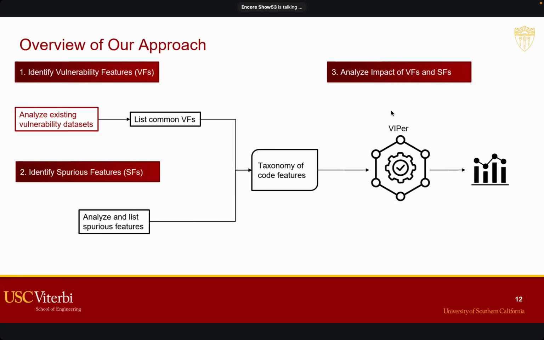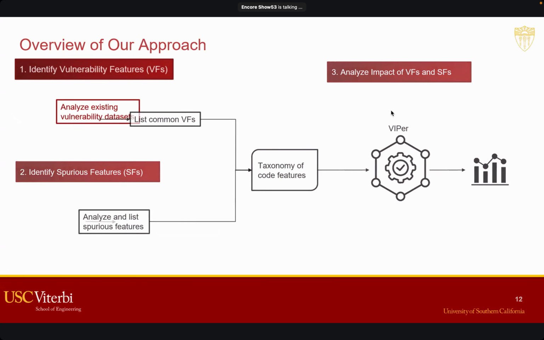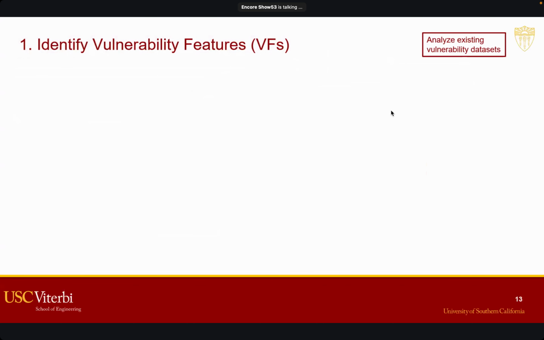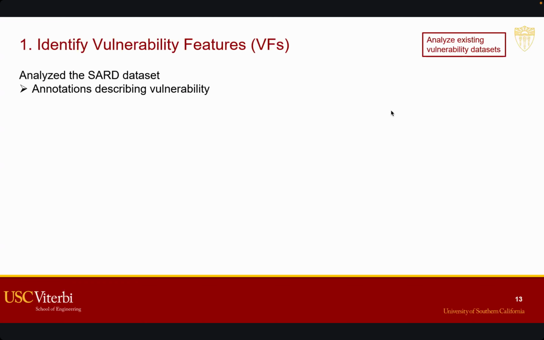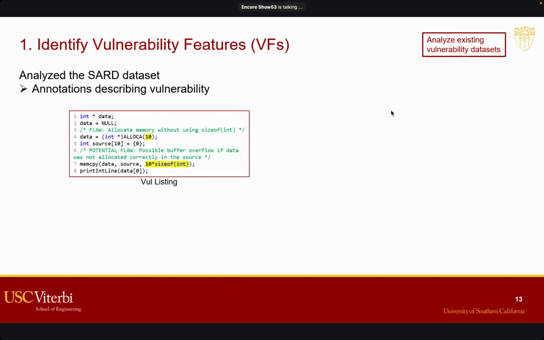Now let's take a look at each individual module of our approach, starting with how we analyze the vulnerability datasets. So to identify the vulnerability features, we analyze the SARD dataset, and the biggest reason we chose this dataset is because this is the only one that gave us annotations that describe the vulnerability. Now, these annotations look something like this.